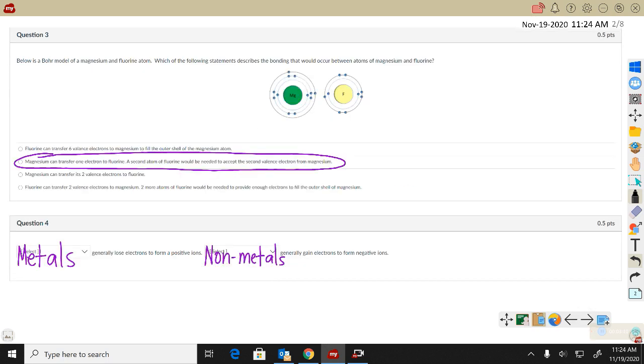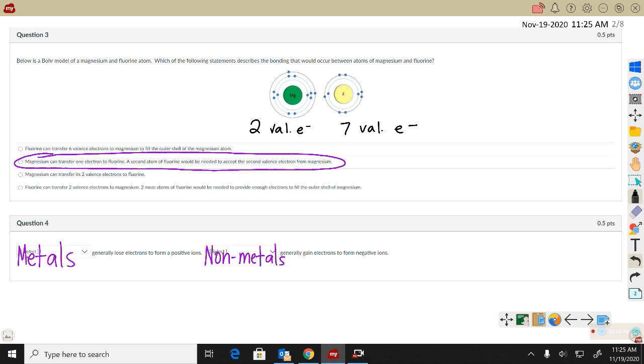Number 3, we have another set of Bohr models, magnesium and fluorine. Which of the following statements describes the bonding that would occur between magnesium and fluorine? So as I look at these models, looks like there's 2 valence electrons in the magnesium atom, 2 in the outer shell, 2, 4, 6, 7 valence electrons in fluorine. Okay, so fluorine is in the business of gaining electrons. It's already got 7. And so we just need 1 more to fill the energy level.